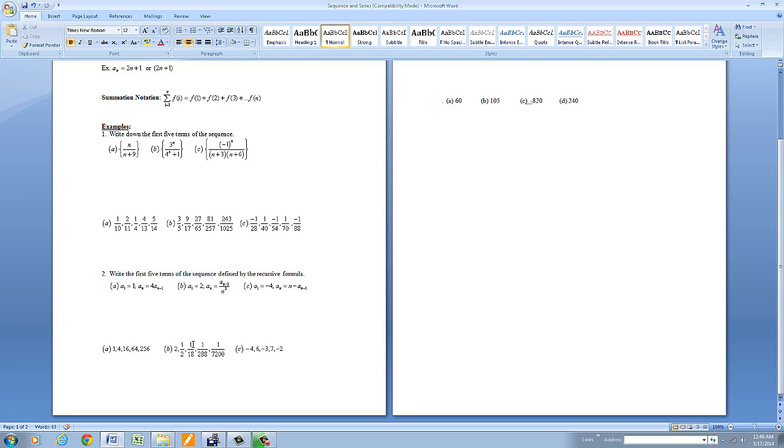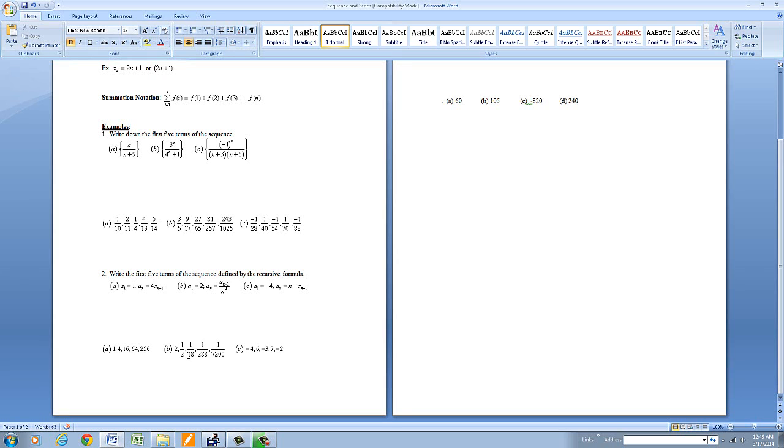Okay, now for the third term, you follow this formula. The third term, according to this formula, is going to be the second term divided by the position of that term squared, which is the third term. So this would be 1/2 divided by 3 squared. So 1/2 divided by 9, if you compute that out, is 1/18. Okay, that's what you get.